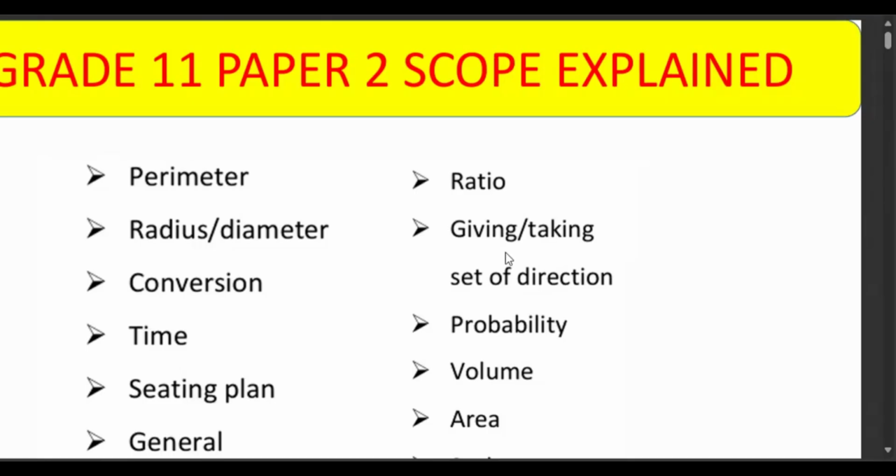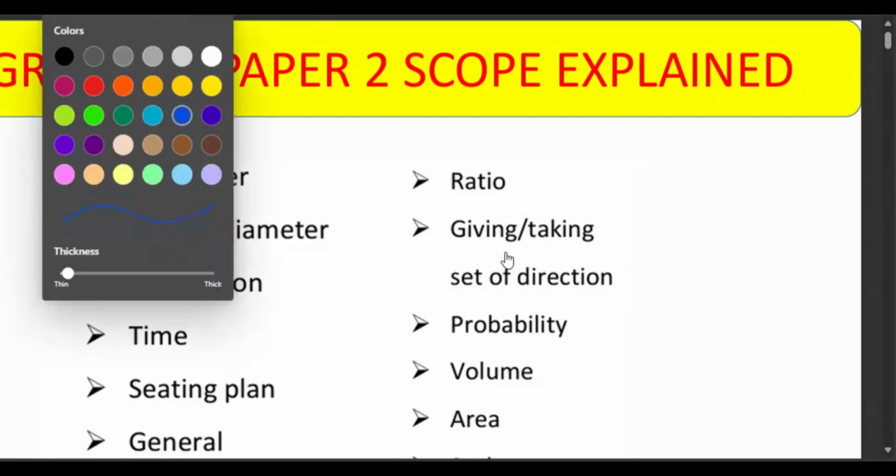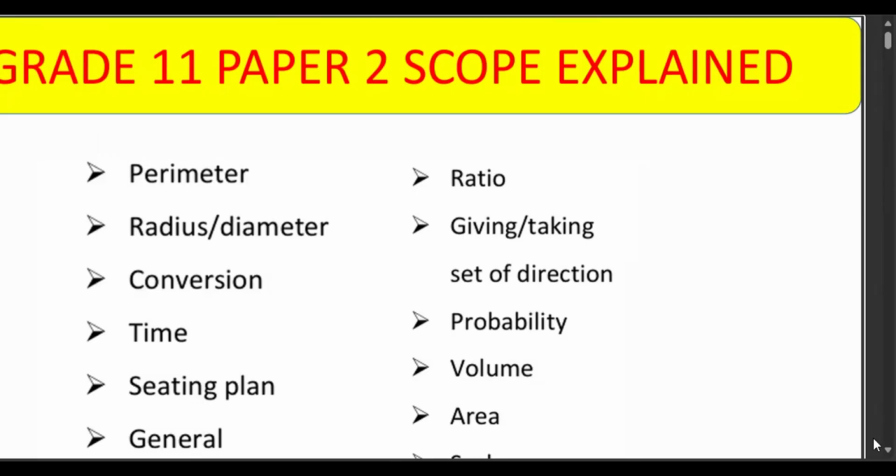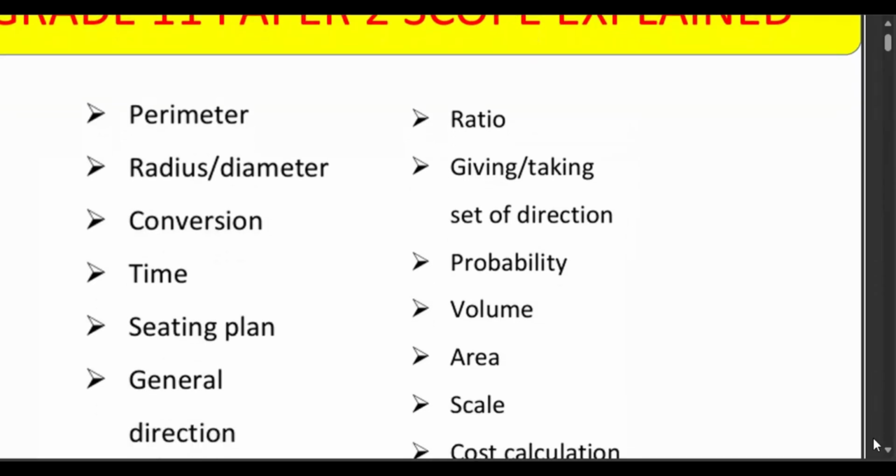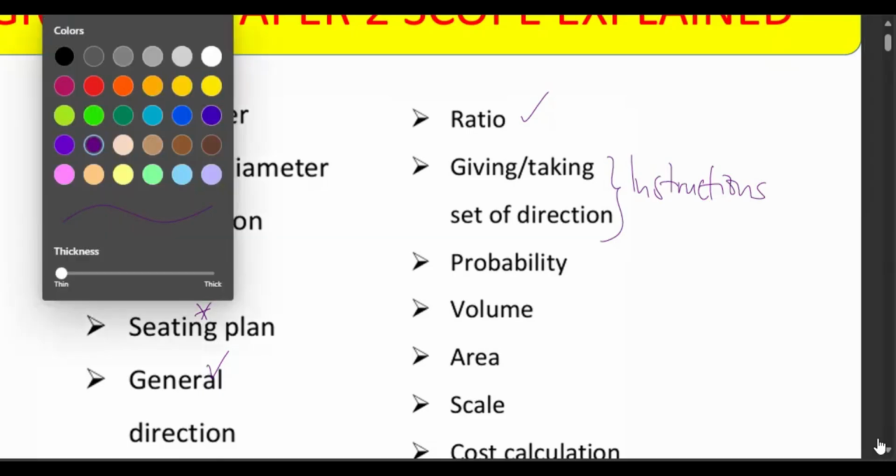With Form 1, let's look at possible sections we might find in paper 2. Remember, paper 2 is made up of measurements, maps, and scales. What we're going to do is look at this: perimeter, radius, conversions, time, the seating plan, general direction, ratios, giving directions. This could be a little bit of giving instructions.